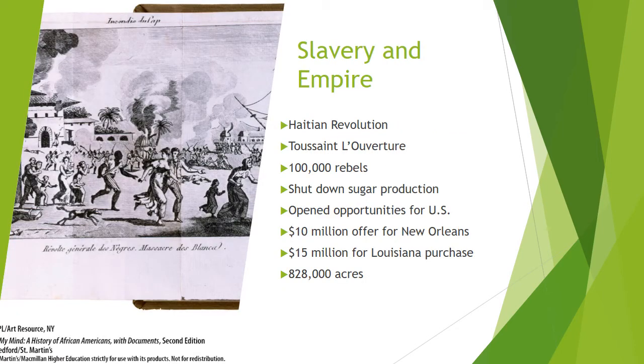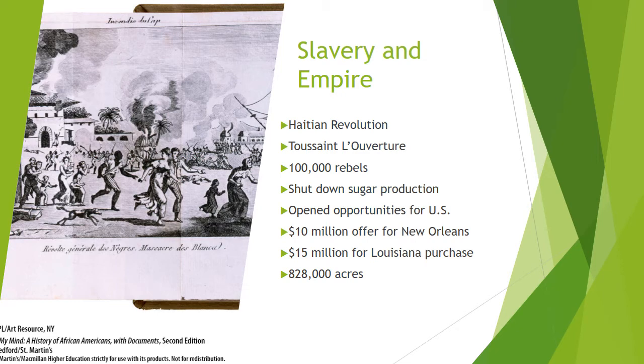Long hemmed in by Spanish, French, and Native American land claims, the United States took advantage of imperial struggles in Europe and the Caribbean at the turn of the century to expand its national boundaries. Okay, so France, as you know, had a large portion of what would later become the internal part of the United States, the Louisiana Purchase, but they also had a large colony on the island that would become Haiti.